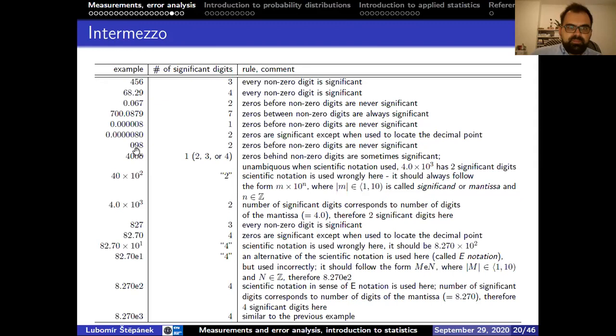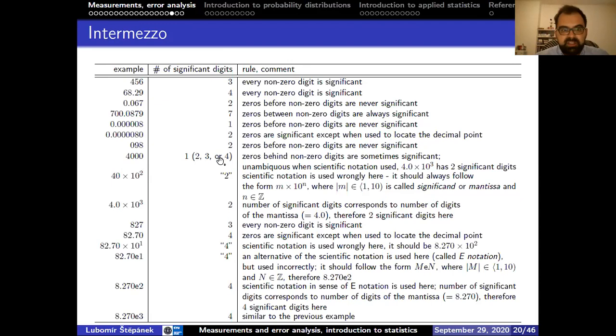0.98. This 0 is absolutely useless here. I'm sorry. And it means that there are only 2 significant digits, 9 and 8. Yeah. 4000. This is tricky, you know, because this number could be nicely rounded to the thousands, for example, because of the lack of precision of your measurement tools. So don't be mistaken by this. And we know that there could be 1, 2, 3, or 4 significant digits. It can't be stated 100% sure from this notation.